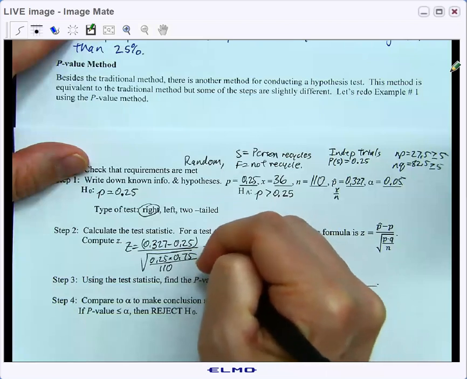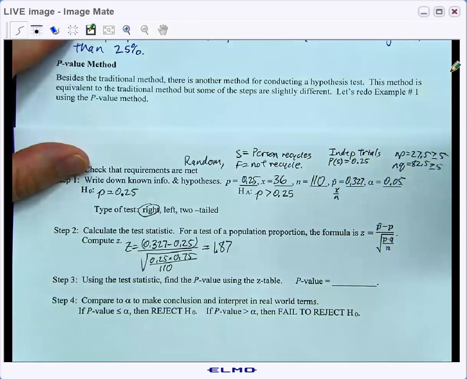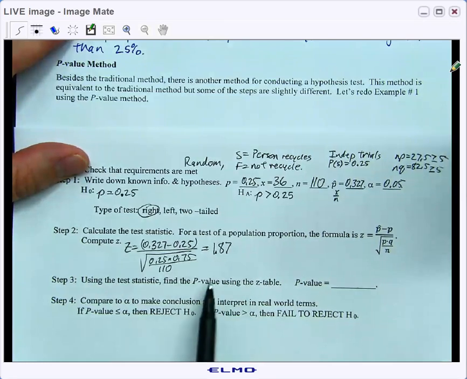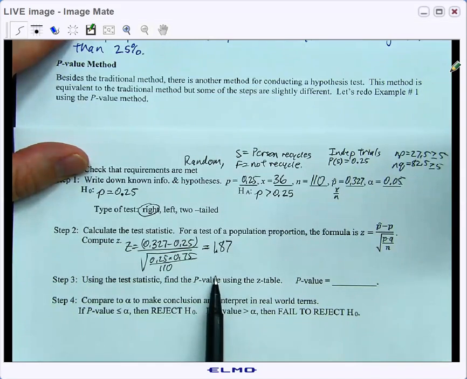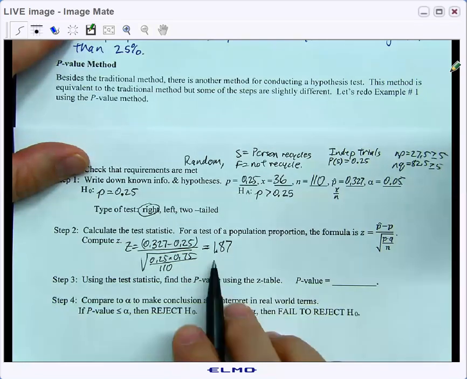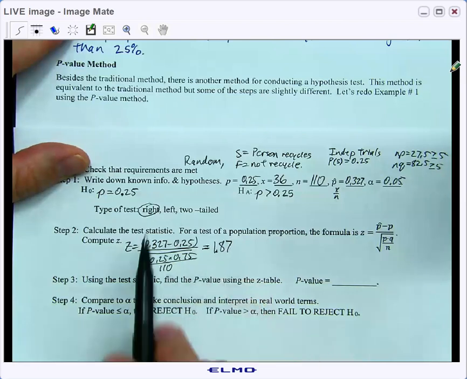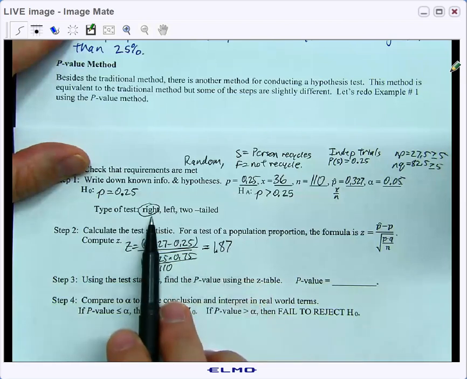But notice with the p-value method, I didn't draw a picture. All I did was find the test statistic, but I didn't draw the bell curve. What we do now for the p-value method, and how it's different from the traditional method, is we take the test statistic, and maybe in our mind we draw the picture, and think about how much area would be outside of a test statistic of z equals 1.87, and outside would be to the right or away from the middle.